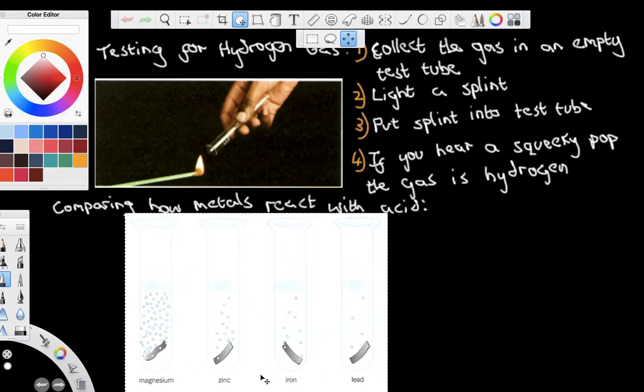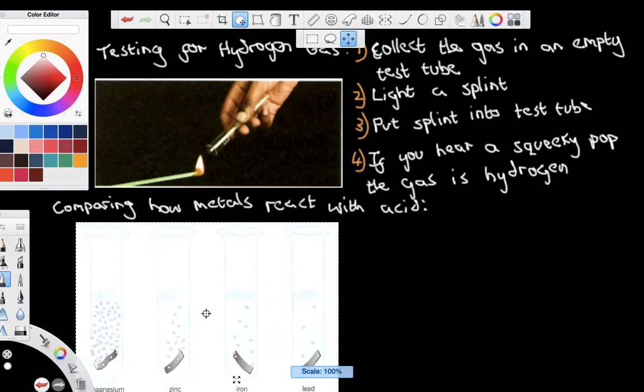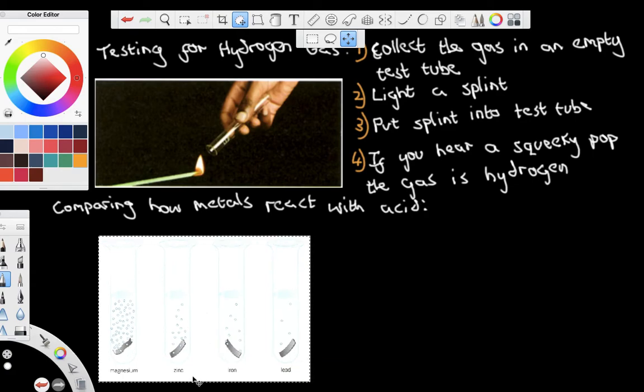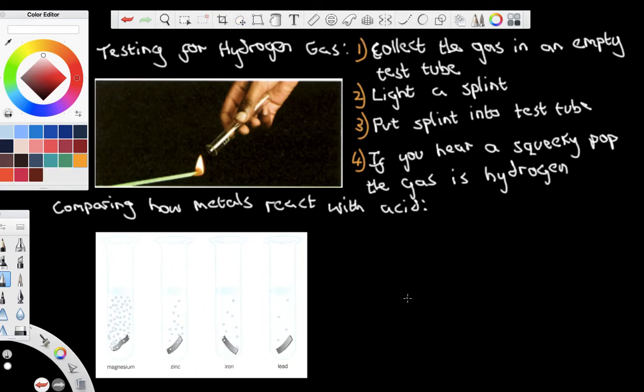Now, what this image shows is 4 test tubes, each containing different metals and hydrochloric acid. We can compare how these metals react by the number of bubbles they produce. So magnesium is the most reactive because it produces the most bubbles of hydrogen gas, whereas lead is the least reactive because it only produces 4 bubbles. Iron and zinc are in the middle, however zinc is more reactive than iron because it produces more bubbles.